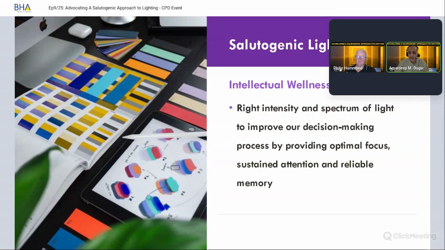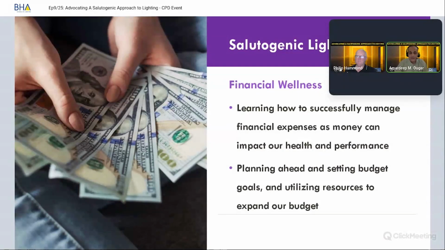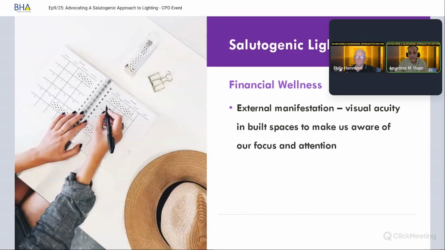Now let's look at financial wellness. Financial wellness is about how to manage your financial expenses because money can impact health and performance. So, in order to be financially strong and secure, you need to start planning ahead, set aside budgets, goals, utilize resources, and expand your budget. And in order to be able to do all of that, what you need is this external manifestation of visual acuity.